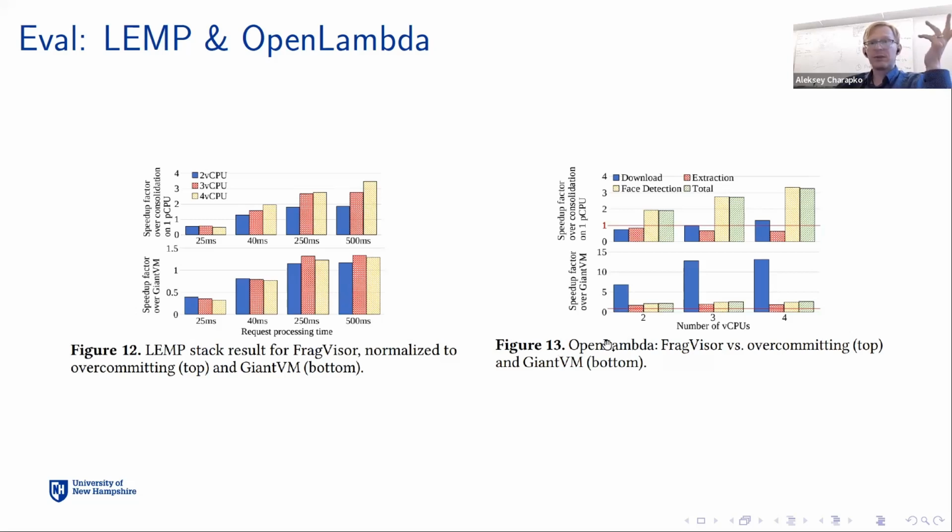Figure 13 is another type of application. In this case, it's like OpenLambda, a function type workload. And we can see that for some workloads they can get the speedup, but for some workloads, even if they have more vCPUs in this aggregate VM, it's still going to be slower than this horribly slow over-provisioned case.